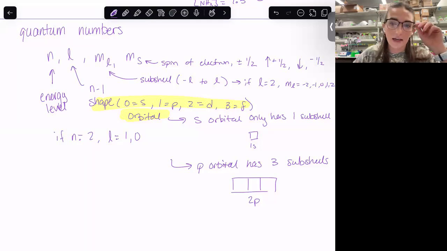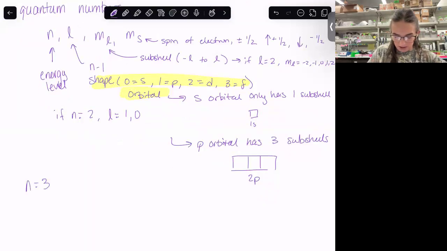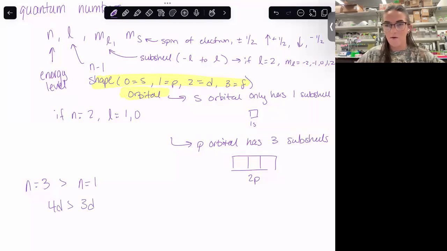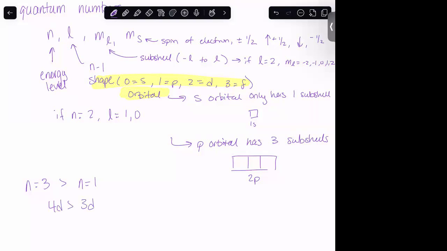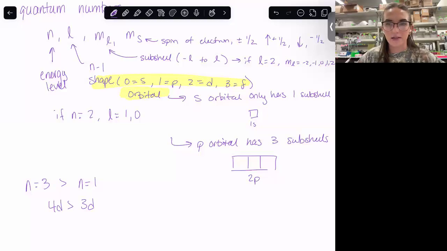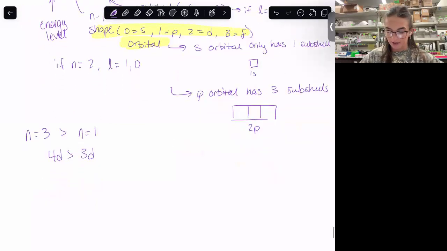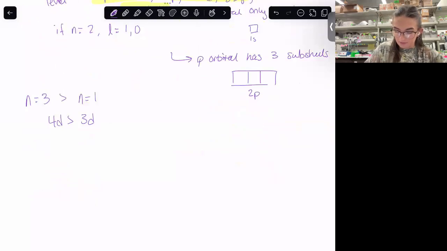Yes. So the higher the number of n is, the higher the energy is. So n is equal to 3 is greater than n is equal to 1. So a 3d would be greater than a 2d orbital. Wait, let me rewrite. 4d is greater than 3d. So does that imply that a 4s orbital will be greater than a 3d orbital? That depends on the building up principle. Right. So that's when we look at our periodic table.